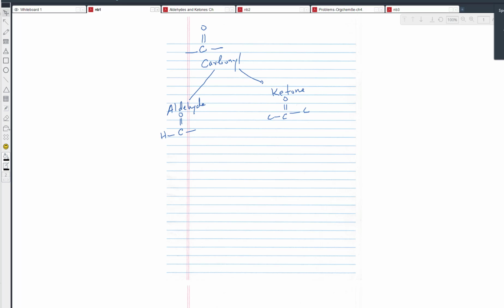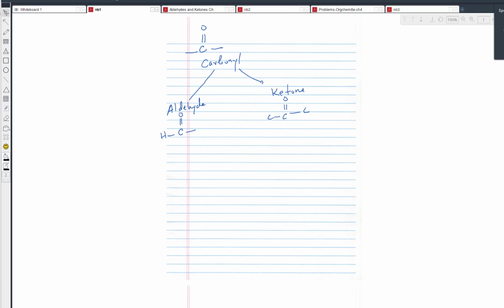And because aldehyde, how many free valencies do you see in aldehyde? One. So definitely it's always going to appear at the end or at the beginning. So you don't have to mention the position of the aldehyde group. It always comes at the start. Ketone never comes at the start, so you have to mention the position.